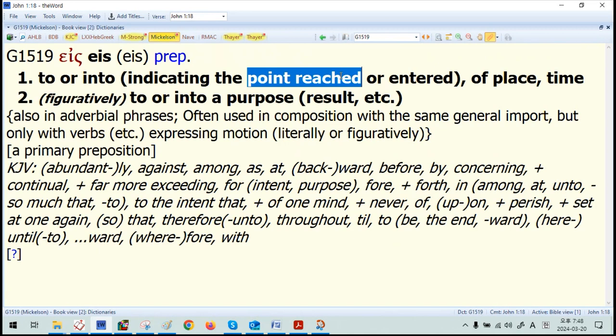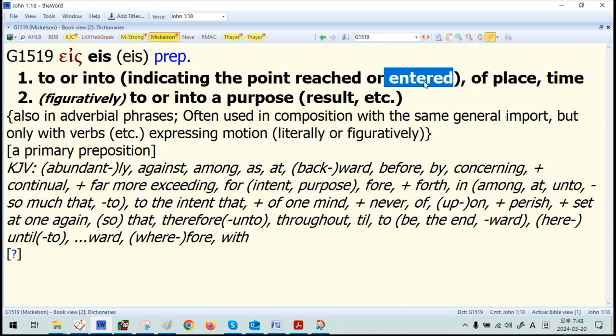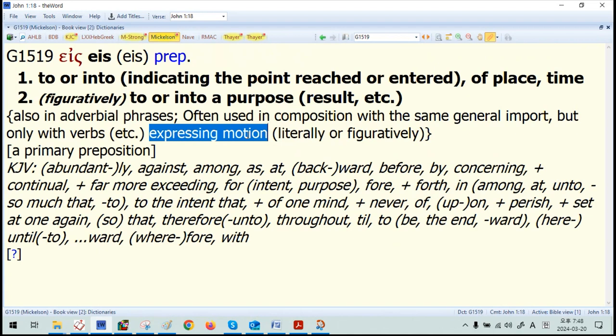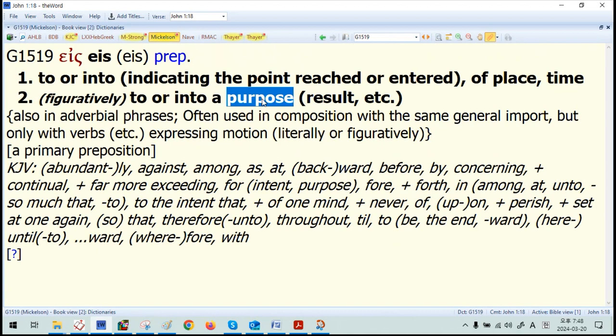You have a purpose to reach. You have a purpose to enter. You have a target to reach and enter. You have a goal to reach and enter. That's why this is expressing motion. So you are into place, you are into times. To do that, you have a purpose, you're trying to get the result. So motion and action: into.